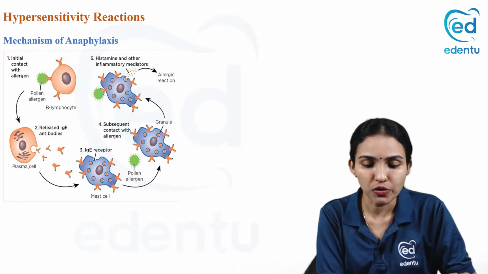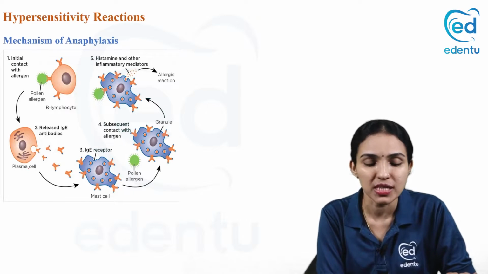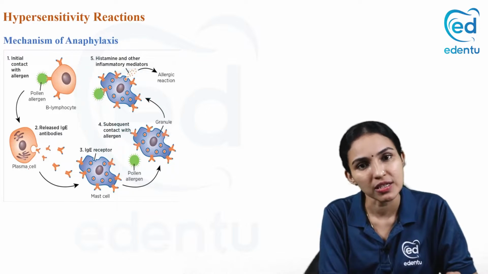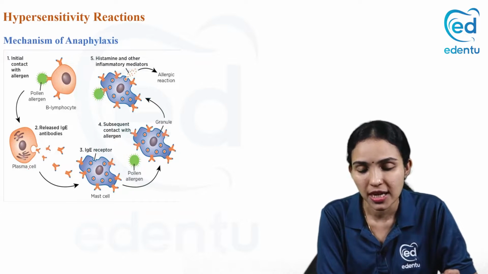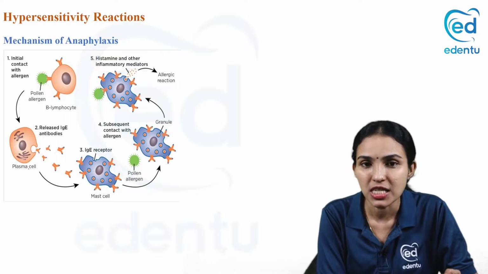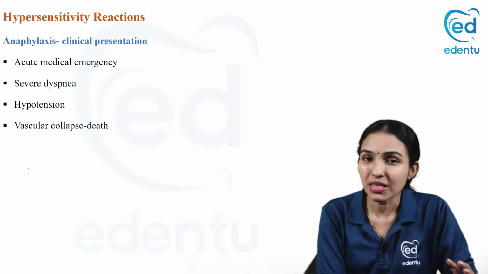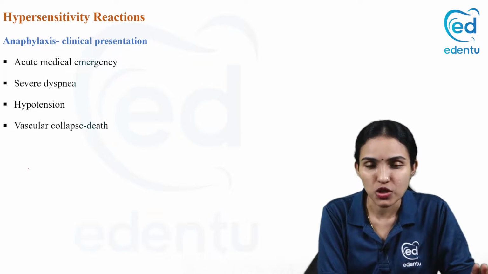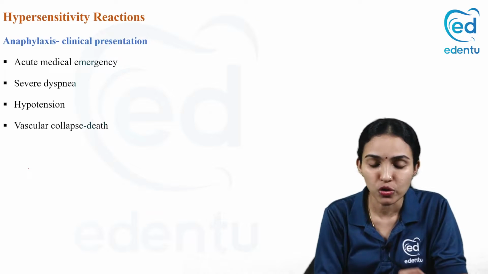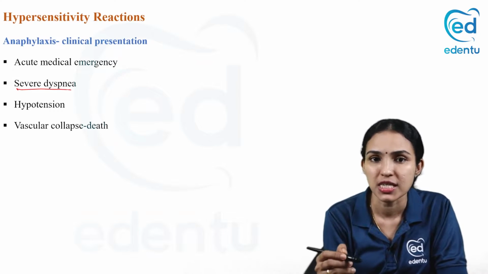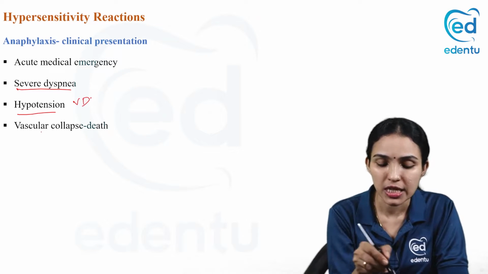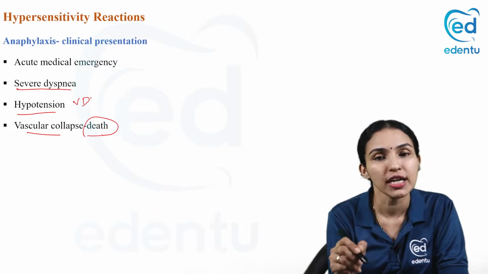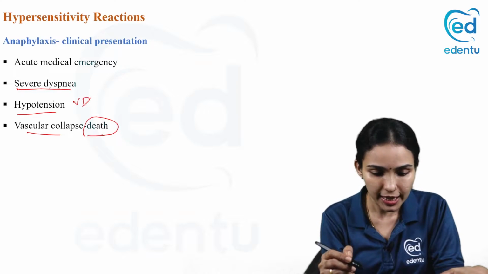Here you can see the same mechanism that we have seen already. That is what happens in anaphylaxis when there is a second-time exposure to a shocking dose of antigen in someone who is already sensitized. This occurs very fast, and the lung is the most affected organ. So anaphylaxis is a medical emergency. They will have severe dyspnea because there is bronchoconstriction, the lung is affected, and there is vasodilatation. So there is hypotension. This leads to vascular collapse, shock, and death. So this is what happens in anaphylaxis.